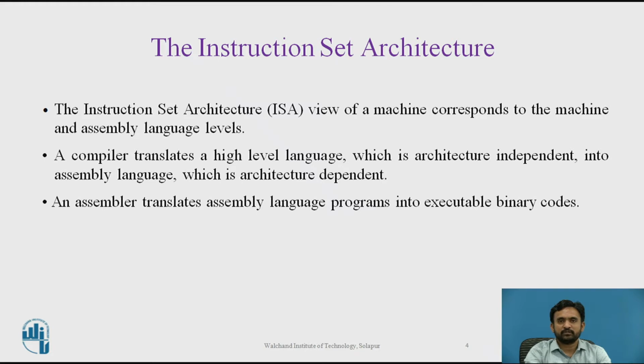Regarding the first component, that is instruction set architecture, the ISA view of a machine corresponds to the machine and assembly language levels. ISA is the portion of the machine which is visible to either the assembly language programmer, a compiler writer, or an application programmer. The only way that you can talk to your machines is through the ISA. This gives you an idea of the interface between the hardware and software part.